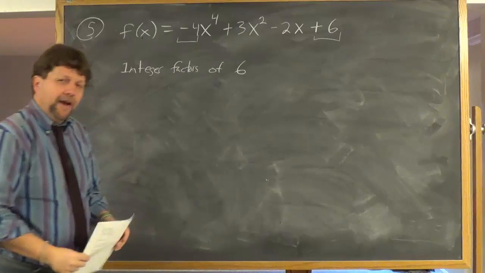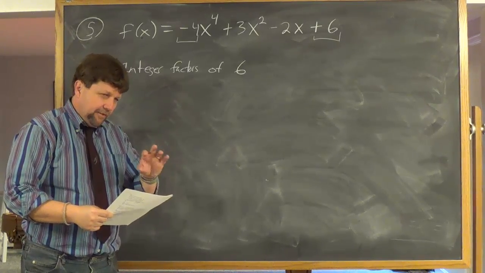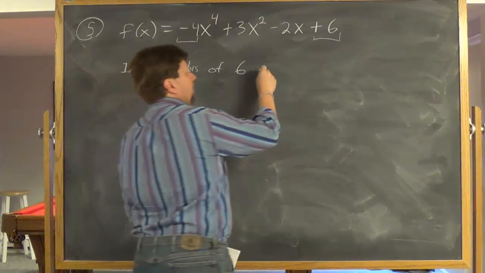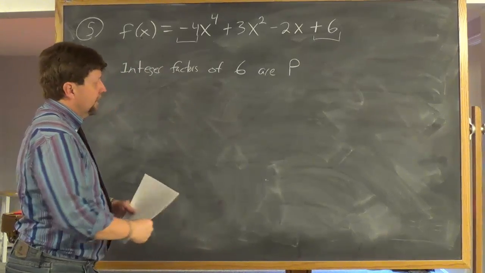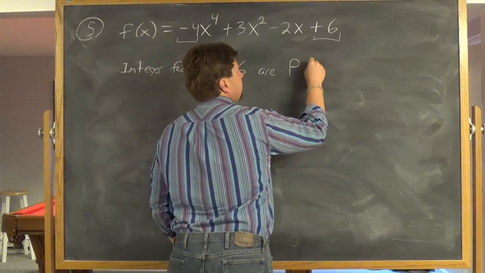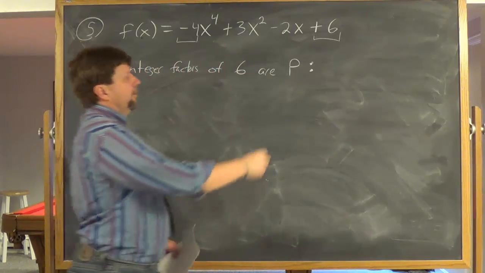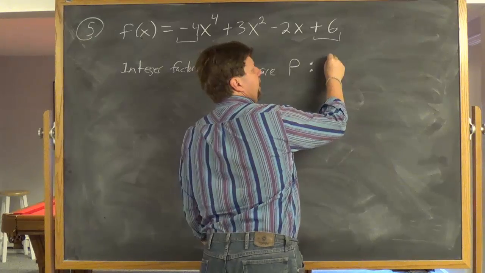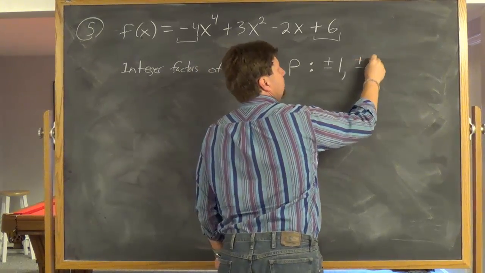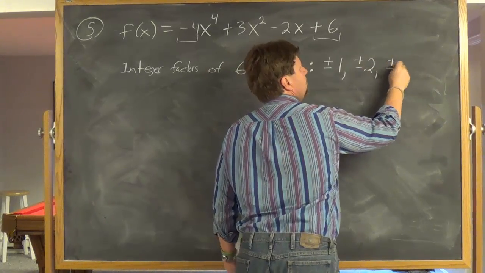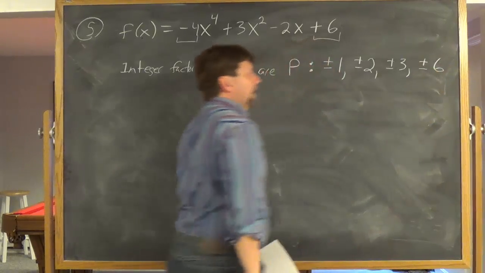Those integer factors of the constant 6 in your rational zeros theorem are the variable p. So let's list all the integer factors of 6. We should have as the integer factors of 6: plus or minus 1, plus or minus 2, plus or minus 3, and plus or minus 6.